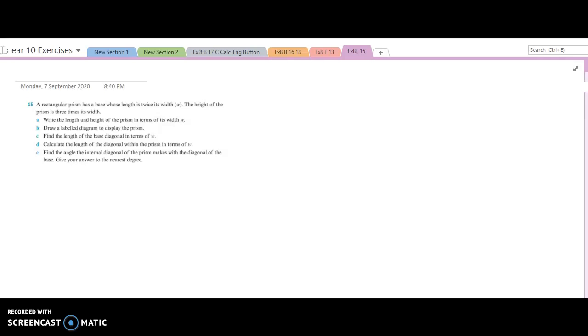So this one is a rectangular prism. Let's start drawing on that rectangular prism. Now, one option is to do an isometric drawing of a rectangular prism. So this is an isometric drawing.